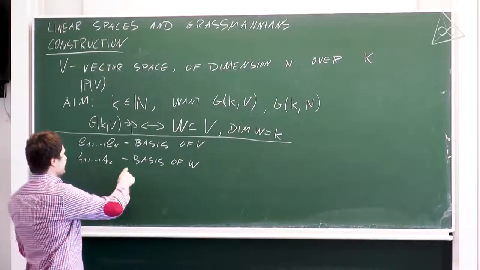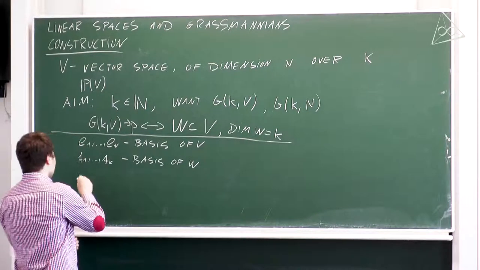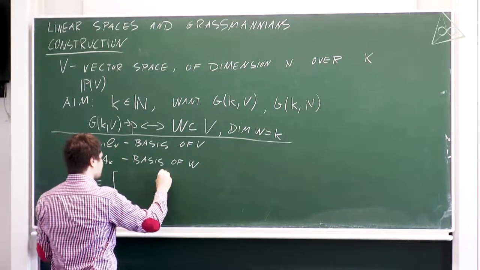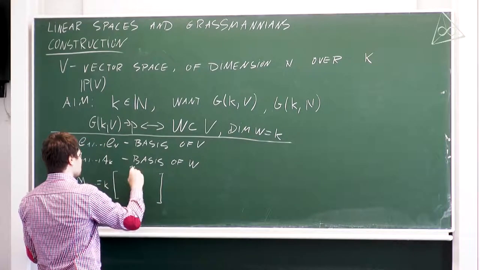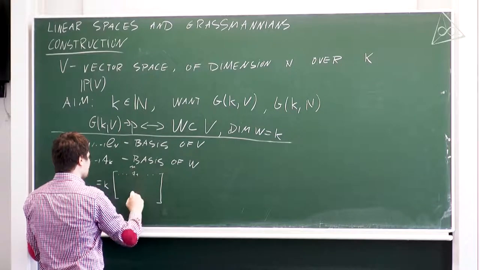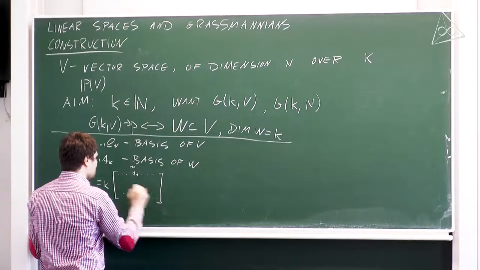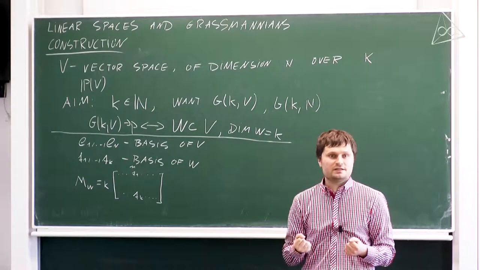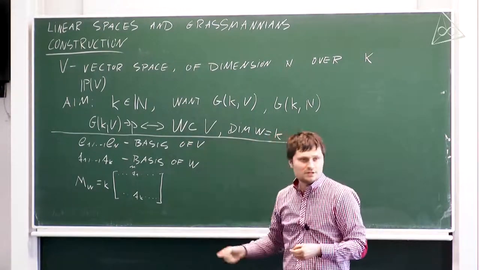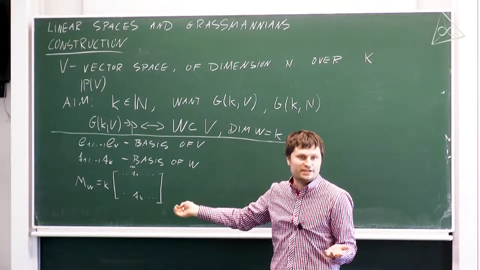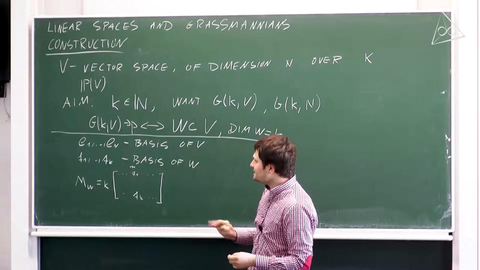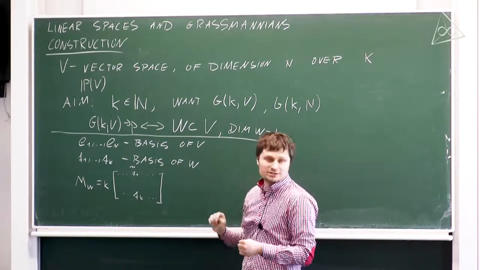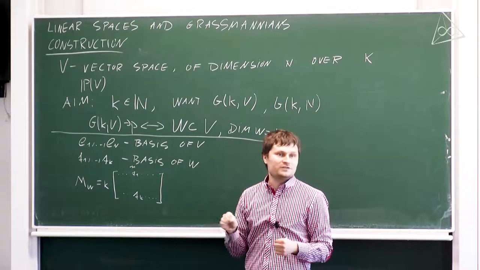Now I can represent these vectors in the form of a matrix. It's a k by n matrix, f1 up to fk. This representation is, of course, not unique, because when I change the basis of W, the vectors will change and the matrix will change. Yes, that's clear. But at least if I am given a matrix of full rank, that is of rank k, I can reconstruct W. Yes, that's the span of the rows of the matrix.